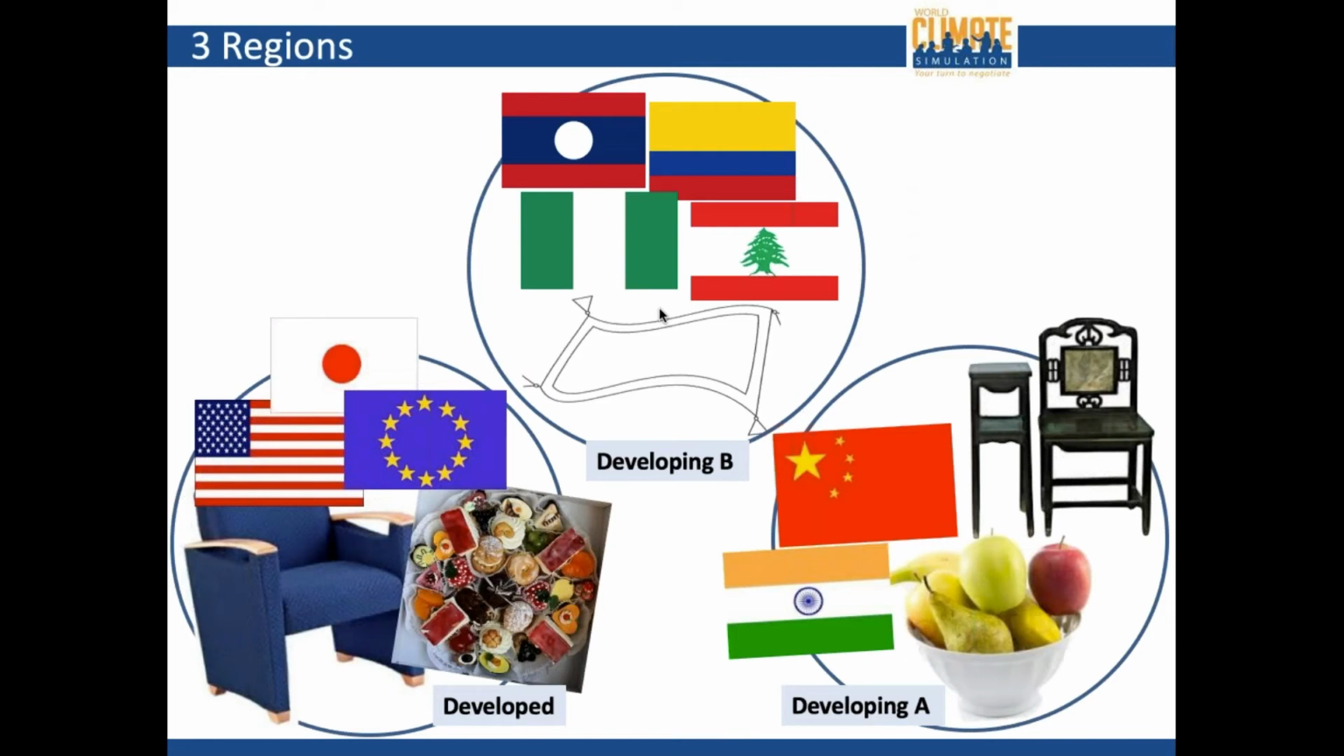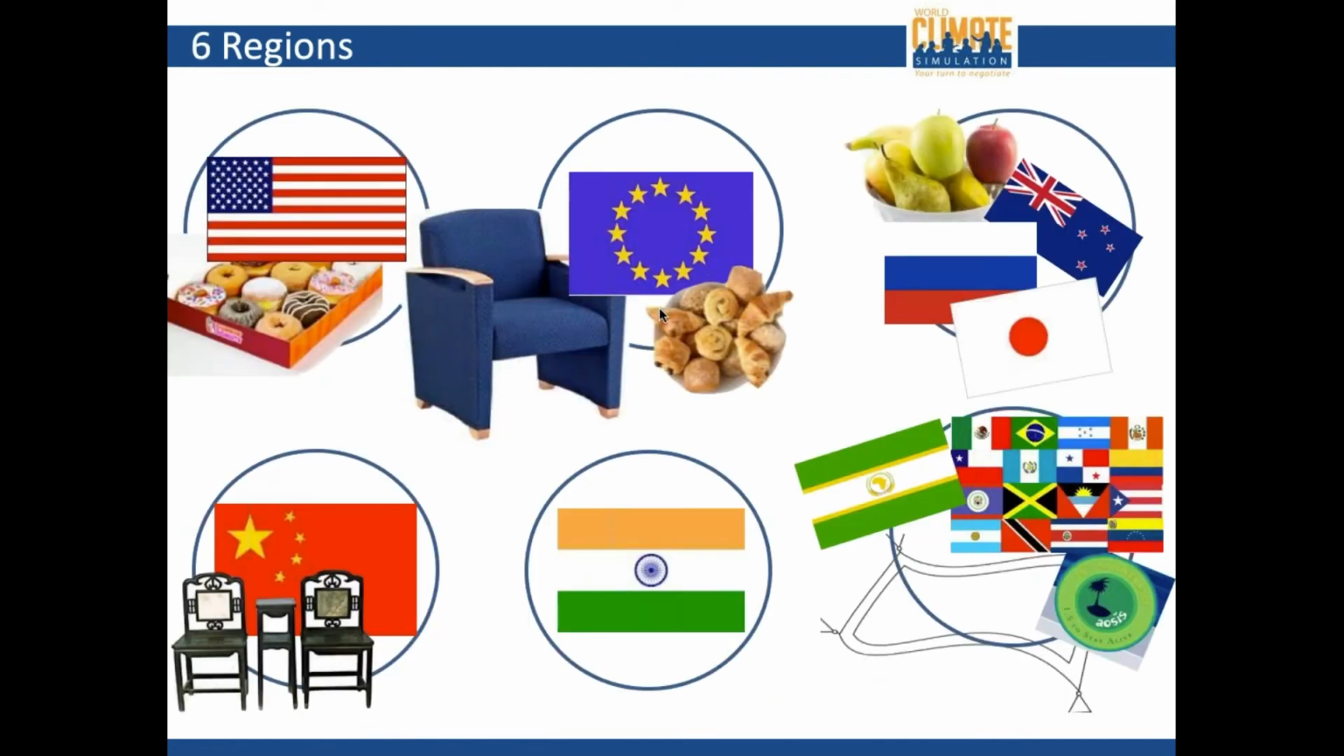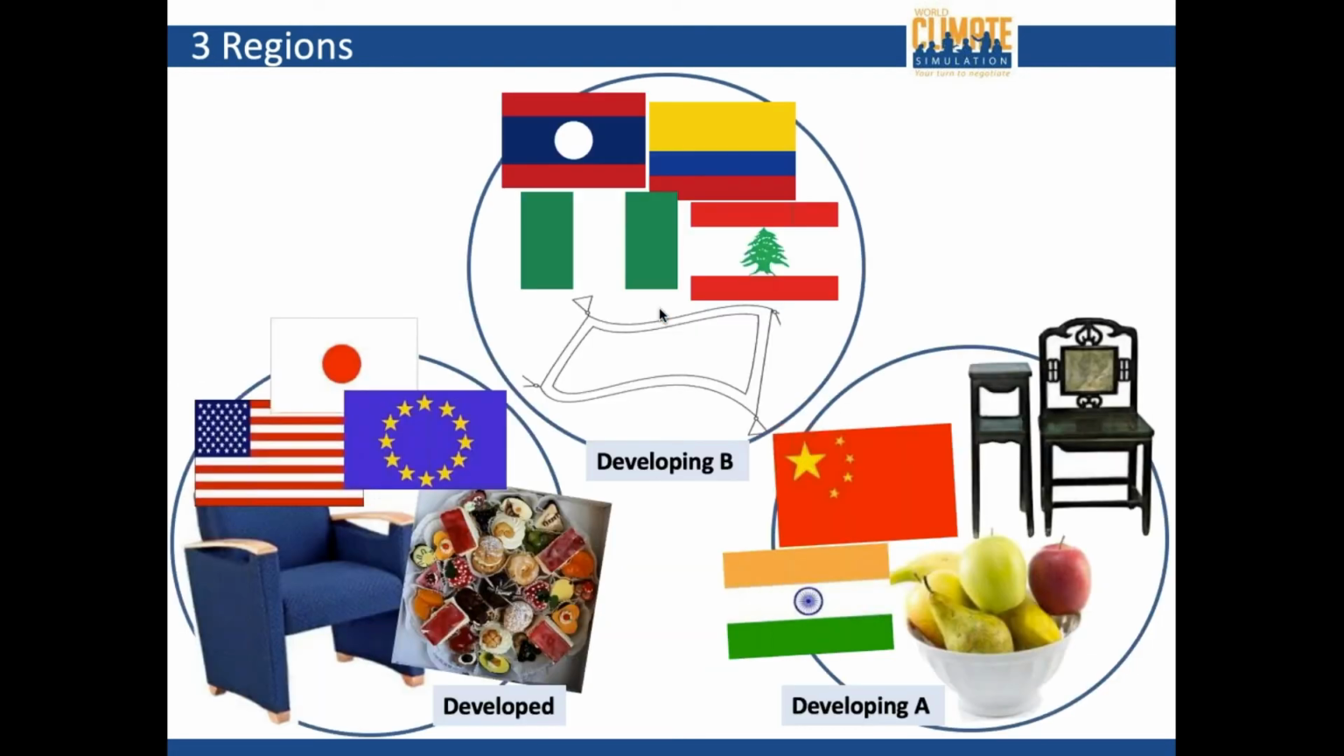So the way that we break down the groups in the World Climate Simulation is we have two main options. We have the 3-region version and we have the 6-region version. So the main factor in deciding which version to play is based on your number of participants. We find that the 3-region version is best for small groups of maybe 10 people or less, or really big groups, maybe of over 50 or 100 people.